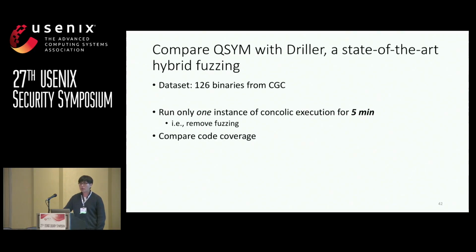And we compare QSYM with Driller. We use the data set from the CGC, 126 binaries. We run only one instance of concolic execution for 5 minutes, because we do not want to run the fuzzing, since it would introduce randomness in our experiment. After running the concolic execution for 5 minutes, we compare the code coverage of the generated test cases.